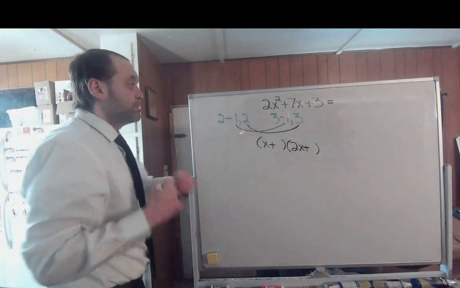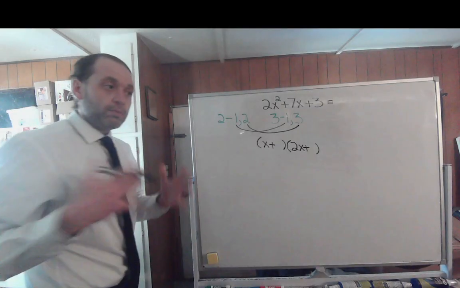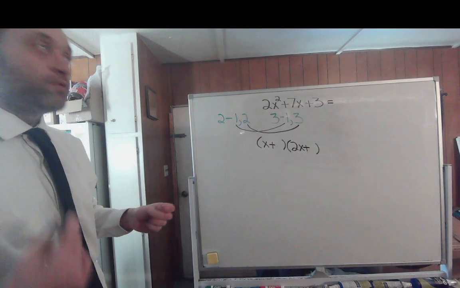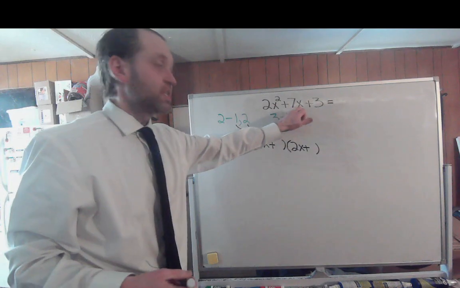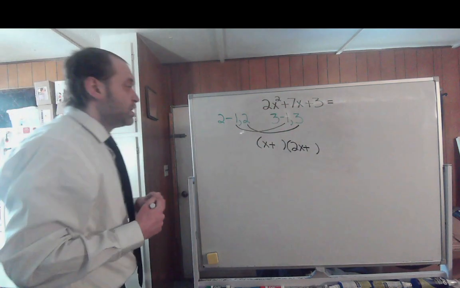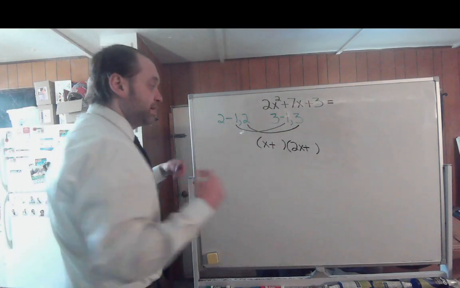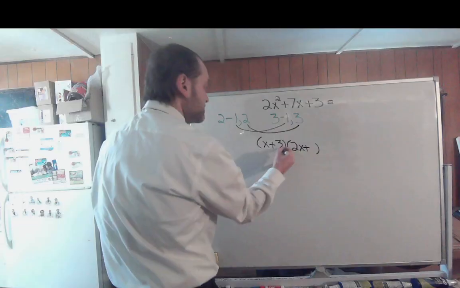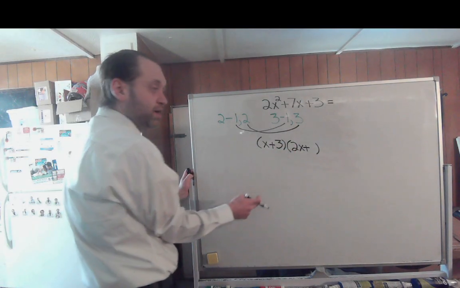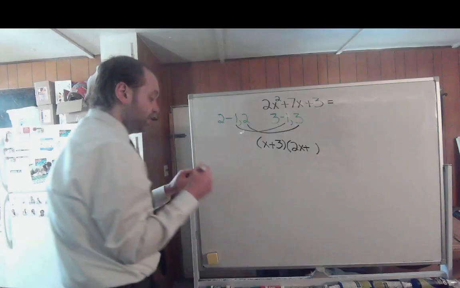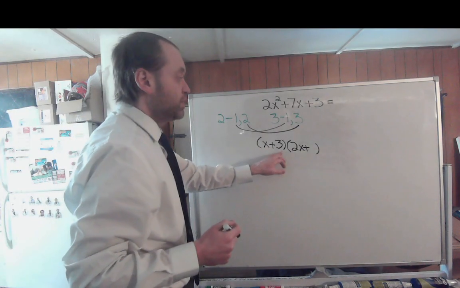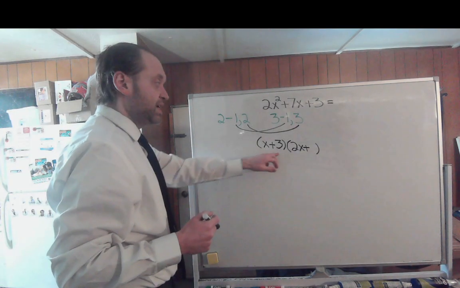But where do we put the 1 and 3? You want to put it in such a way that if you were to FOIL this out, you would get the original expression back. Well, we did 3 times 2. That means the 3 actually goes on the right side of the first parenthesis, right next to the 2x, because if you multiply that, you'll get 3 times 2x, which is 6x.